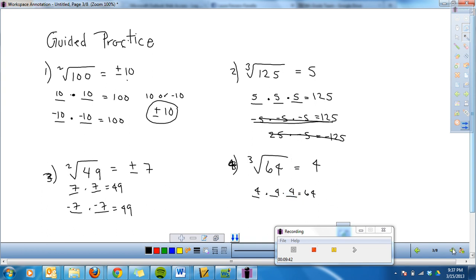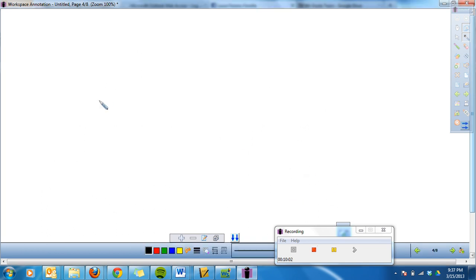All right, let's talk about some other kind of tricky examples you might see. What happens when you see something like the square root of negative 16? Remember that this 2 is hidden and might not always be there. So let's see if we can figure out what that is. It's asking us what number times itself gives us negative 16. So let's see what kind of stuff works.